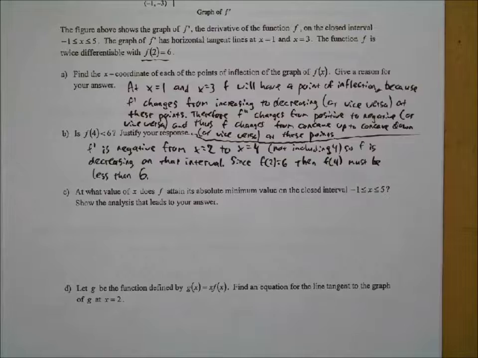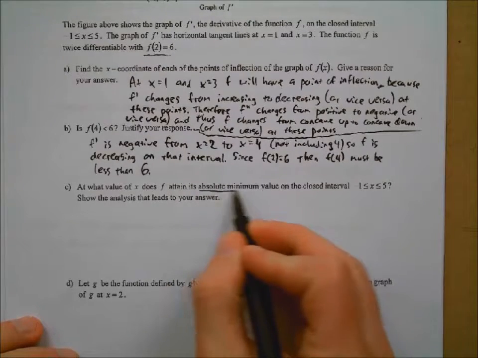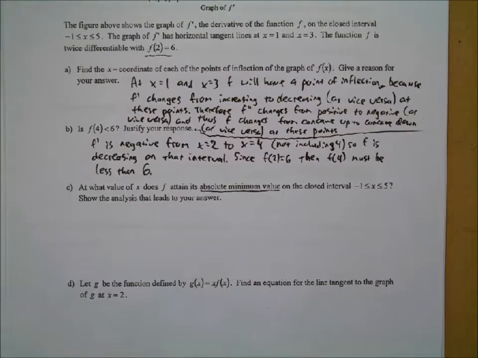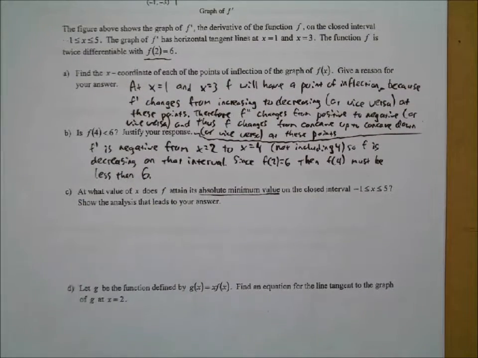Okay. Letter C. At what value of x does f attain its absolute minimum value on the closed interval from -1 to 5? Show the analysis that leads to your answer. So, absolute extrema, in this case the absolute minimum value. Notice we're not asked to find what the absolute minimum value is, right? So we're not trying to find the y value that is the lowest of f. We're just trying to find at what x value the absolute minimum occurs.